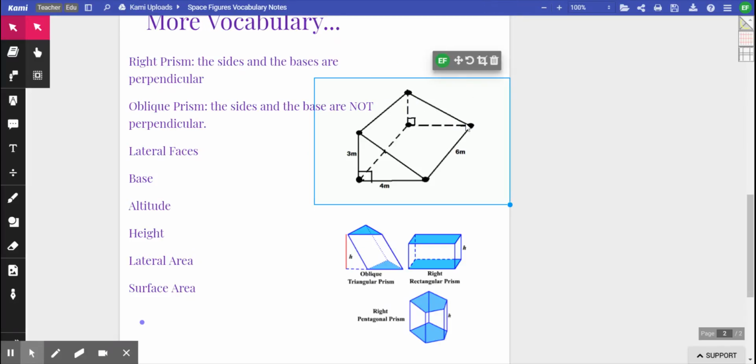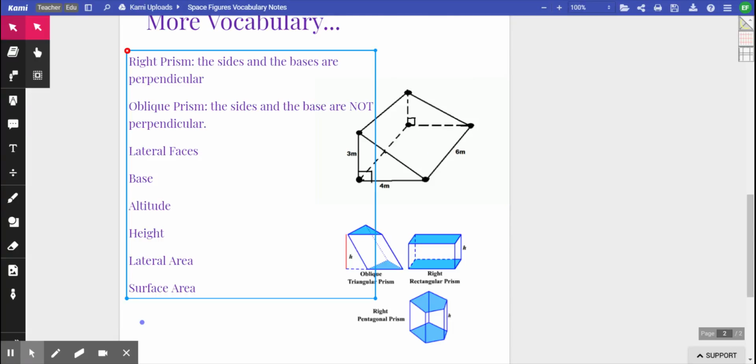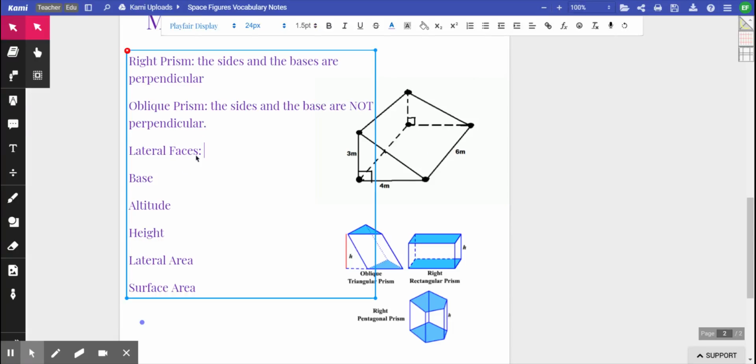So anything that connects the two bases together, any of those 3 other sides here, are going to be considered the lateral faces. So it's the faces that connect the bases.